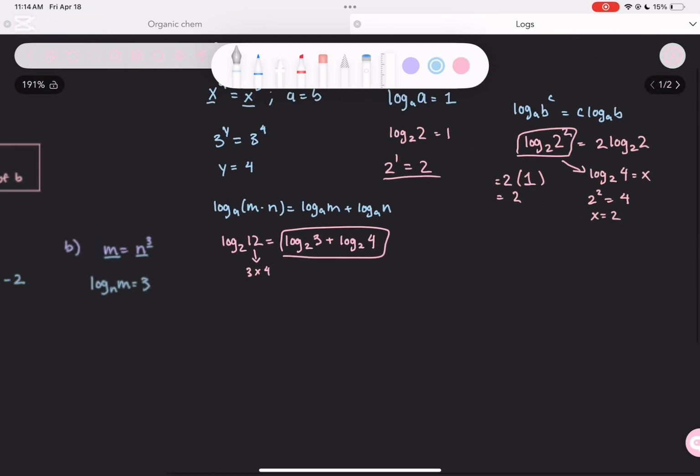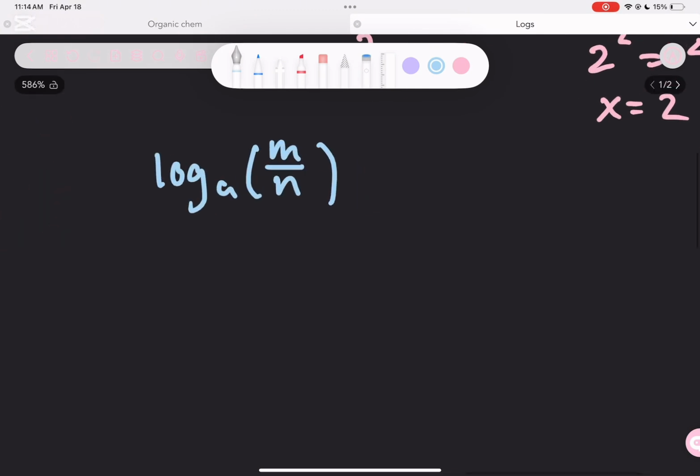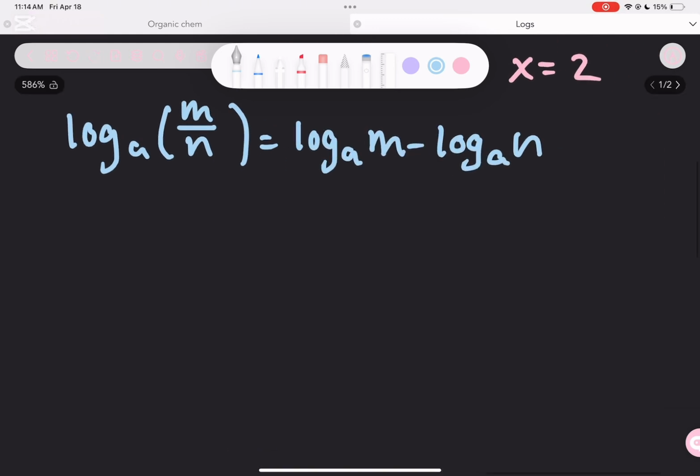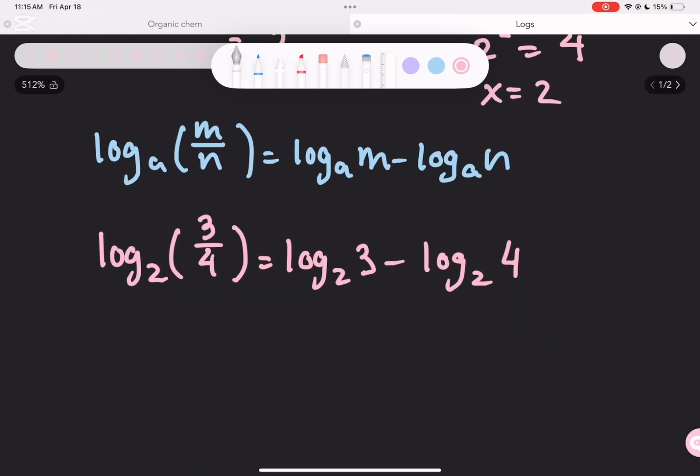And then the next one, similarly, is called the quotient rule. It's basically the same thing, where you have log base a of m over n, so you have something being divided. It becomes log base a of m minus log base a of n. So if you have log base 2 of 3 over 4, for example, it would become log base 2 of 3 minus log base 2 of 4. That's basically it.